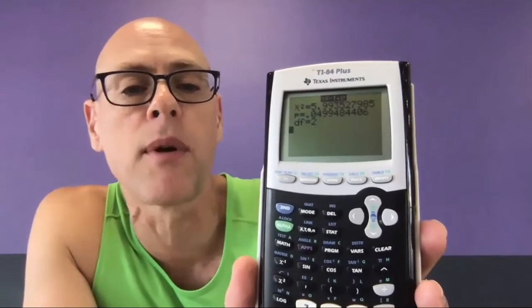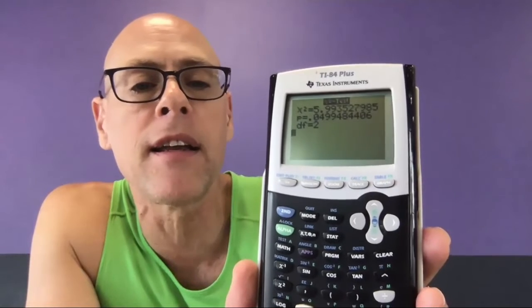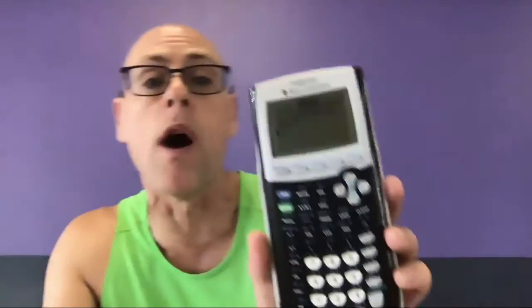We see our chi-square test statistic is 5.99, a p-value of about 0.05, right? Just under 0.05, but remember our significance level is 0.01, so this is going to fail the test.